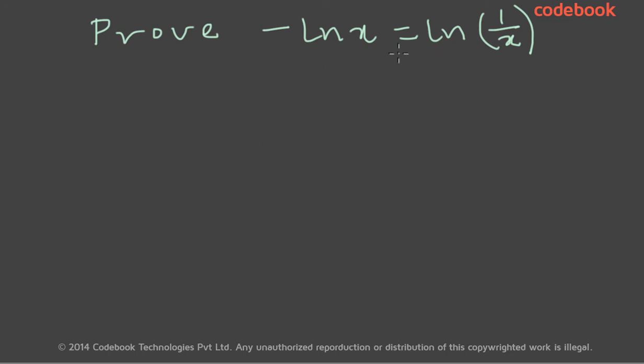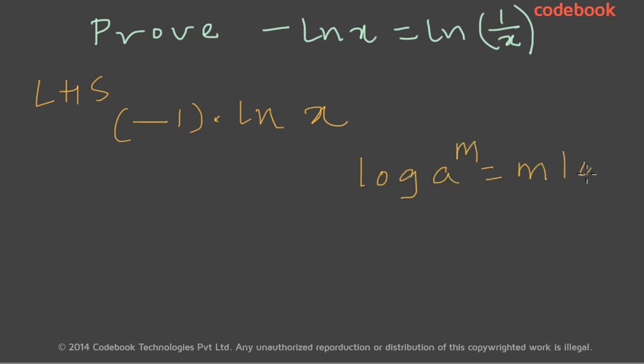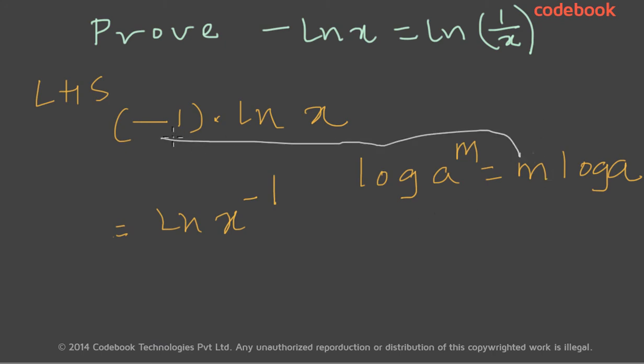So let's first try to take the left hand side over here, and as you see, minus ln x is nothing but minus 1 times ln x. So if you recall from the laws of logarithms, we know that log of a power m is equal to m log a. So over here we have the expression as m log x. So this can be expressed as ln x power minus 1, right? Because m over here is minus 1 and x over here is a.